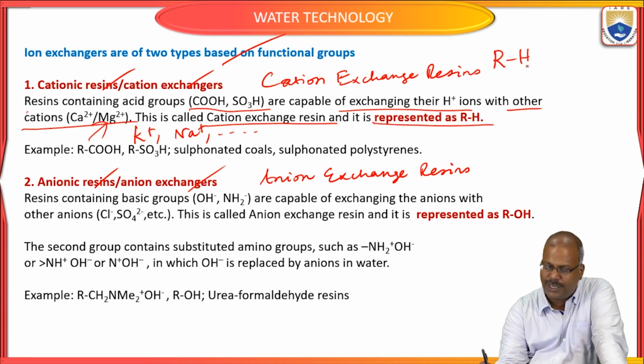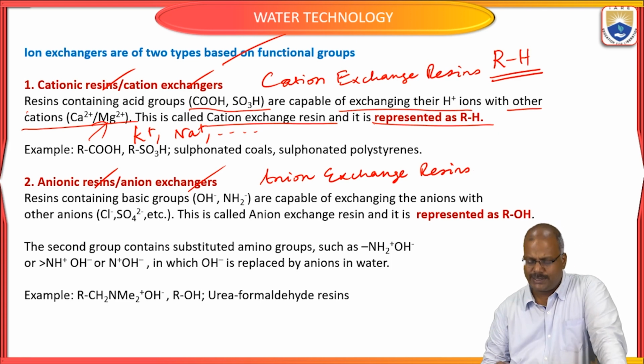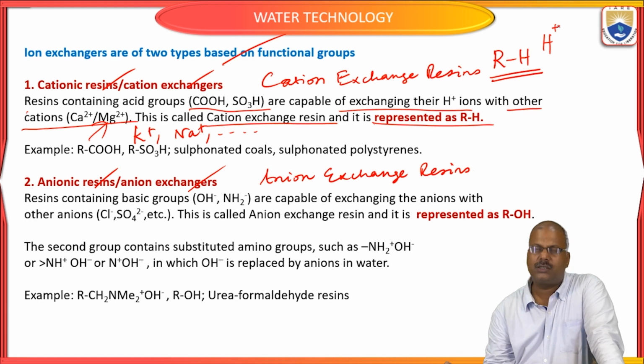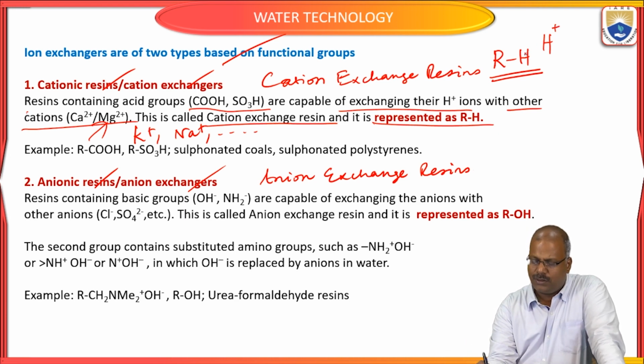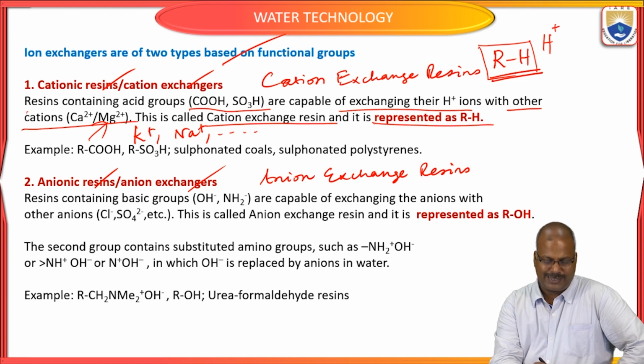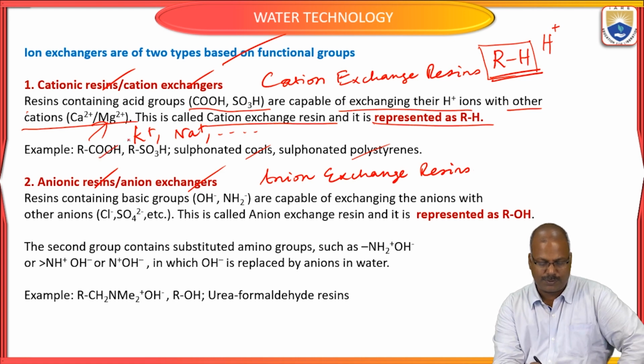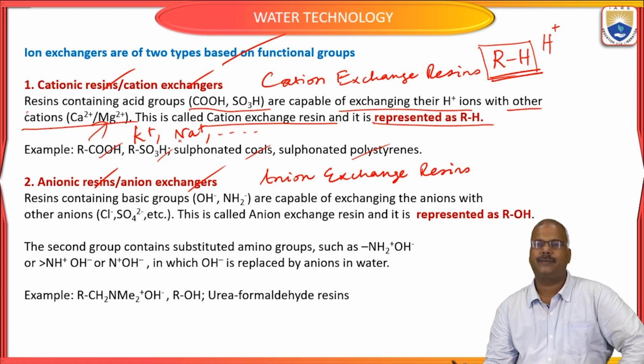This is called cation exchange resin and it is represented as RH. H is nothing but it is exchanging the H plus ion with the water and taking the cations. So, we represent this shortly by RH. Examples are sulfonated coal, sulfonated polystyrenes, or COOH or SO3H.